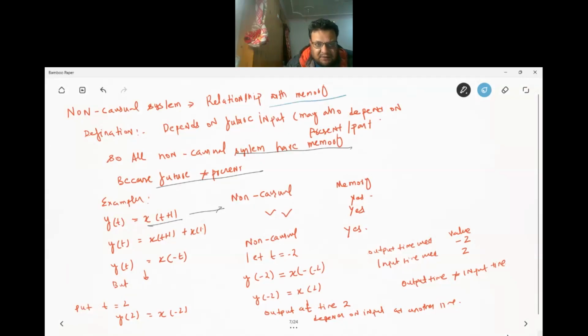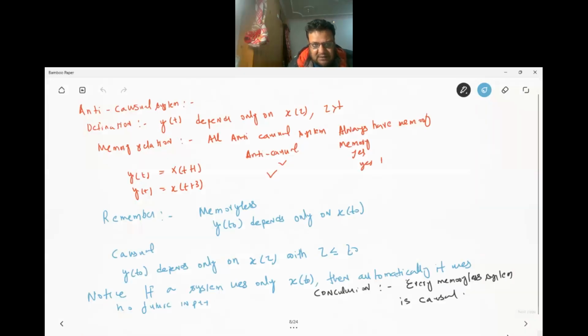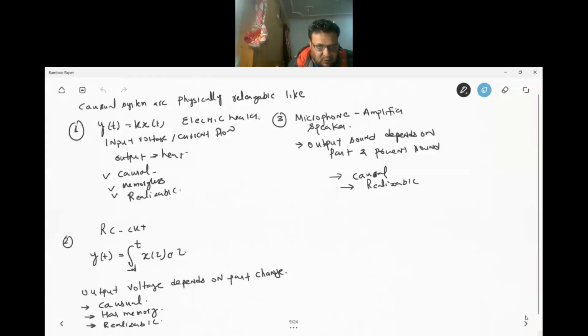Now, the non-causal system's relationship with memory. This is a non-causal system, x of t plus 1, which depends upon the future value. t plus 1 has memory. So all non-causal and anti-causal systems will have memory. Only a causal system can have memory or cannot have memory. This is very important. As far as anti-causal systems are concerned, the only difference is that they do not depend upon the previous or past values. They are governed only by future values, and so all anti-causal systems have memory.